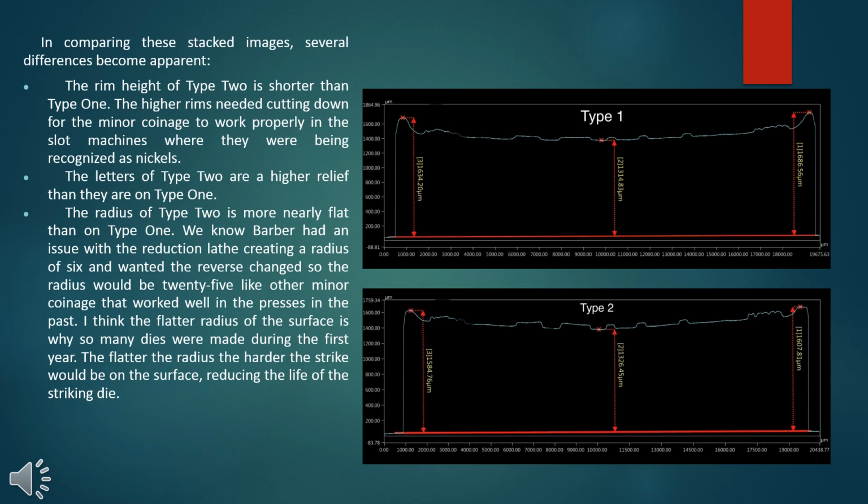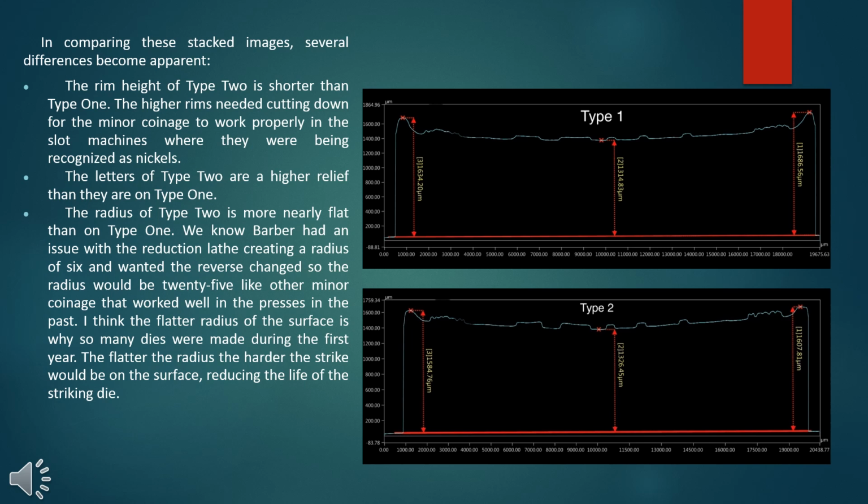In comparing these stacked images, several differences become apparent. The rim height of Type 2 is shorter than that of Type 1. The higher rims needed cutting down for the minor coinage to work properly in the slot machines where they were being recognized as nickels. The letters of Type 2 are of a higher relief than they are of Type 1. The radius of Type 2 is more nearly flat than that of Type 1.